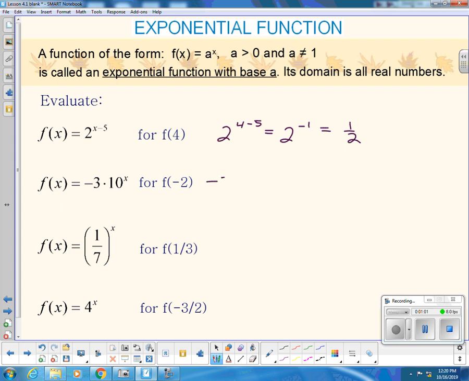Second one. Again, we have a negative exponent here. So only the base that the negative exponent is attached to is going to move, and it's going to be squared. So you should be able to evaluate these by hand.